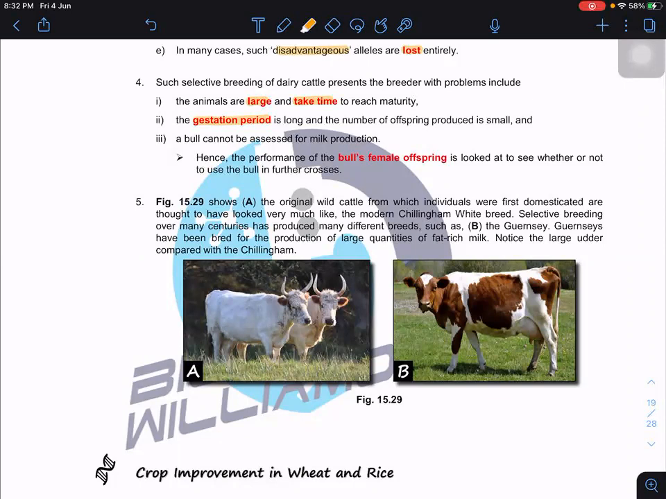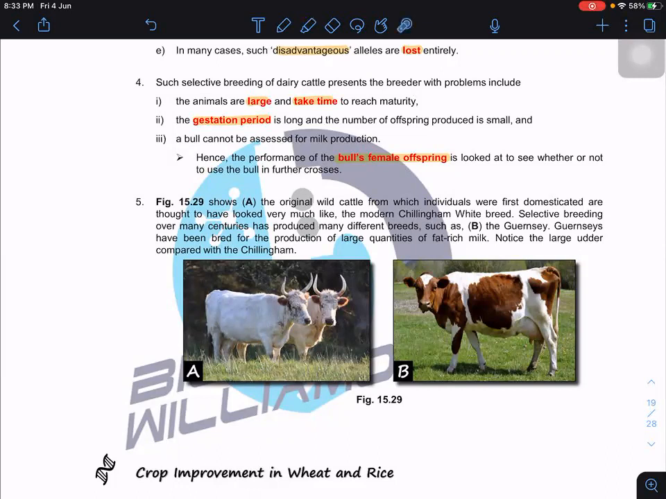So what we do is check the performance of the bull's female offspring and see whether or not this bull can be used in further crosses. If, for example, the majority of the bull's female offspring can't produce a high yield and are of low quality, then we know the bull may not carry that particular allele. Then we don't breed them anymore.